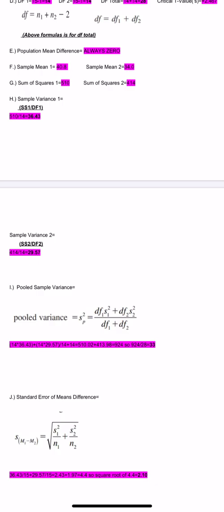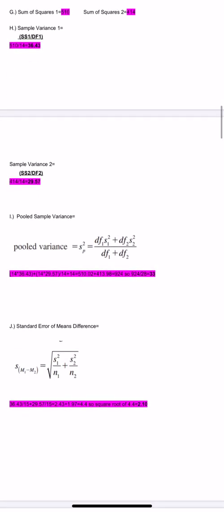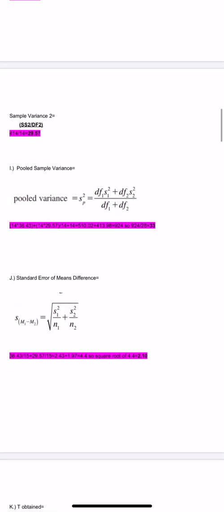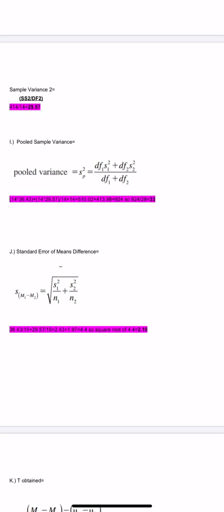Sample variance of group 1. Take the sum of squares of group 1 divided by the degrees of freedom of group 1. 510 divided by 14 equals 36.43. Sample variance of group 2, the dirt bike group. You take the sum of squares, which is given 414 divided by their degrees of freedom, which is 14. So 414 divided by 14 equals 29.57.